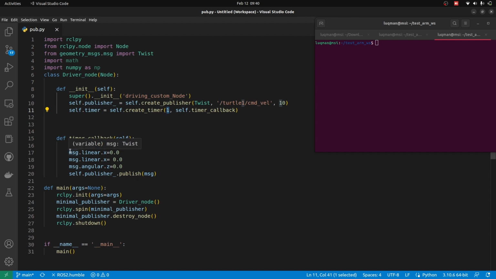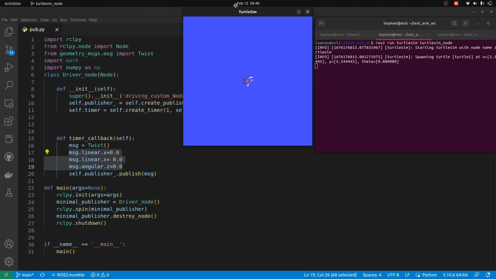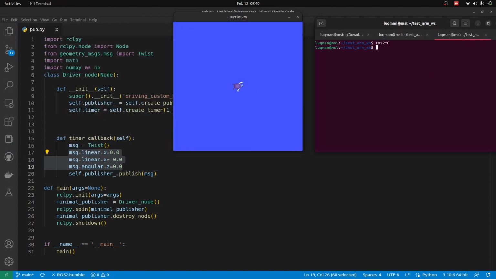This message variable contains the values that we will fill and send to the robot that will make the robot take action. So I'm going to first bring in the turtle simulation. After that, I am going to run this node that is inside of my package. I will provide you the code as well. If I press enter, it starts publishing the data.